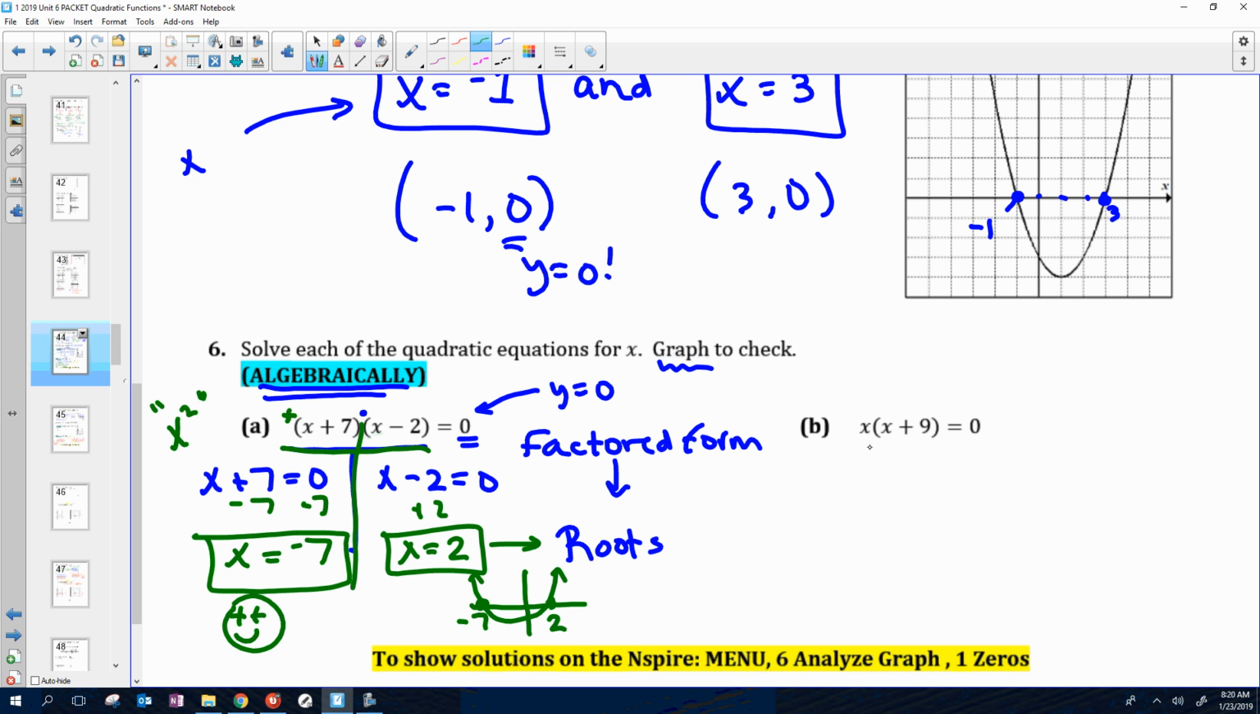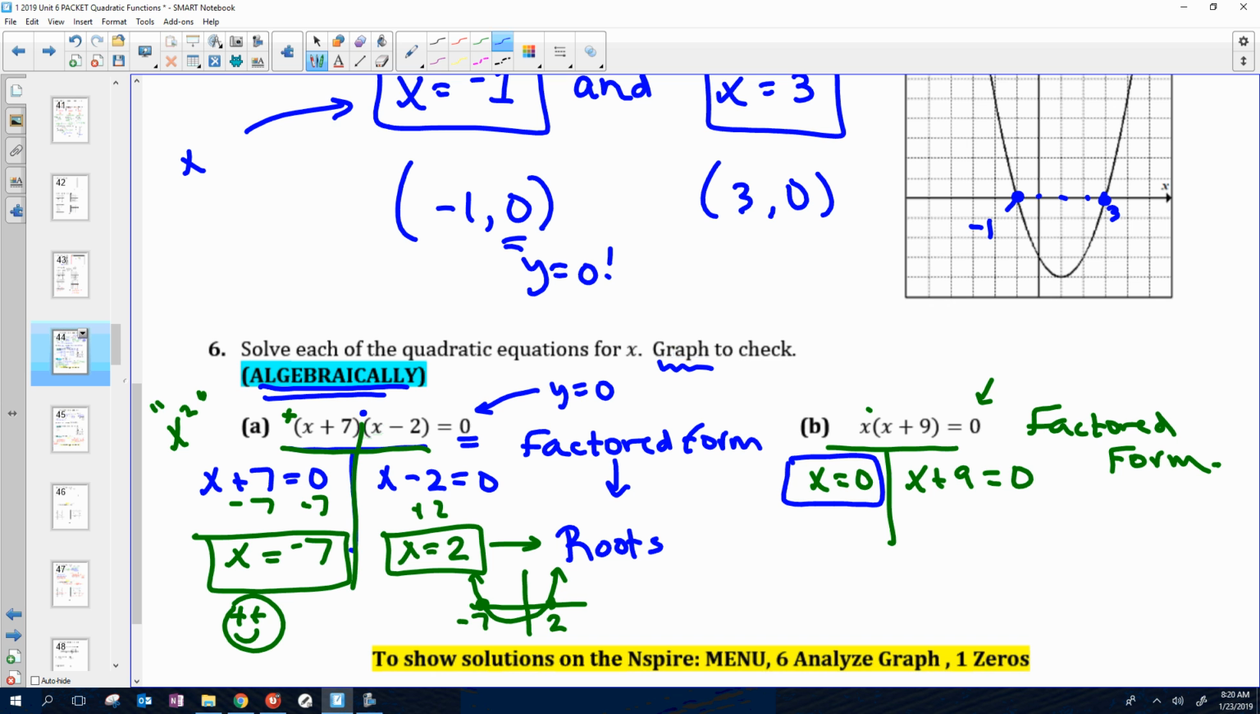Next one. I see two things multiplied together, factors. This is again in factored form. And I want it to equal 0 when I multiply, which means either the x is equal to 0 or the x plus 9 is equal to 0. This is already solved, so there's one of my solutions. This one I need to subtract 9 to find x equals negative 9.